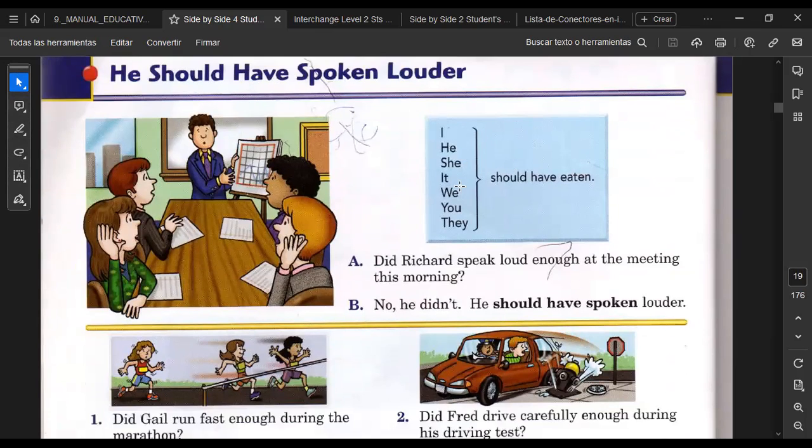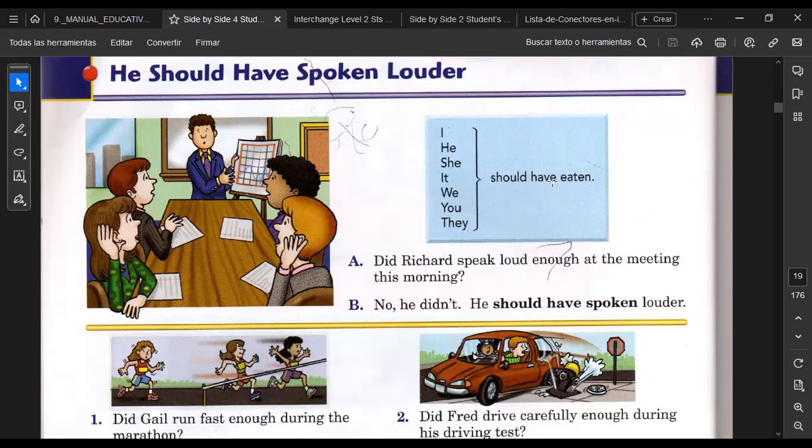So we have, in these ones, I should have eaten. Yo debí haber comido. He should have eaten. Él debió haber comido. She should have eaten. Entonces, ella debió haber comido. Nosotros debimos haber comido. Ustedes debieron haber comido.